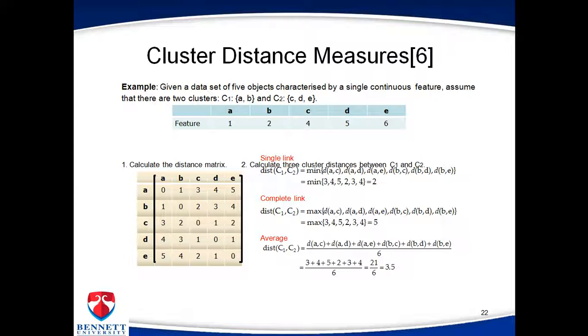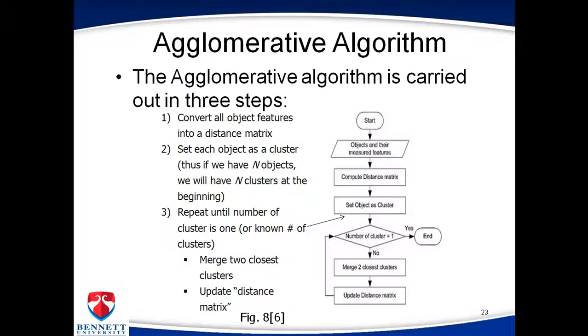The distance metric is about single link, complete link, and average link. That is the minimum, maximum, and average distance. Previously we clearly mentioned single link, complete link, and average link. So after computing A to B, A to D, A to E, and B to C, B to D, B to E, between cluster 1 and cluster 2, we find the minimum distances, the maximum distances, and the average distances between these two.